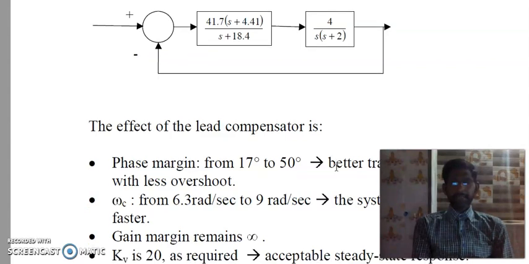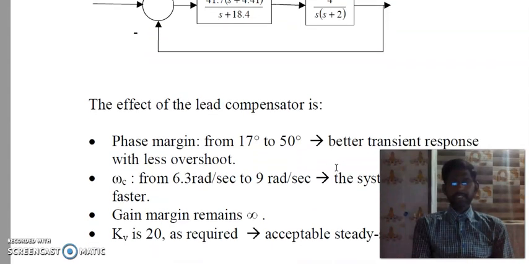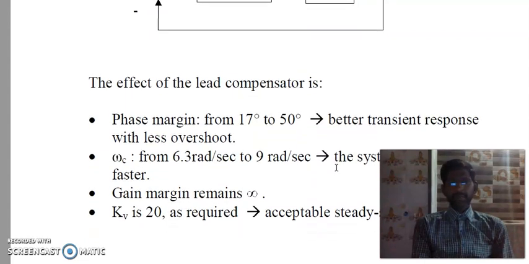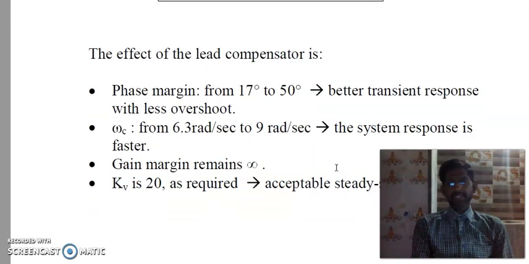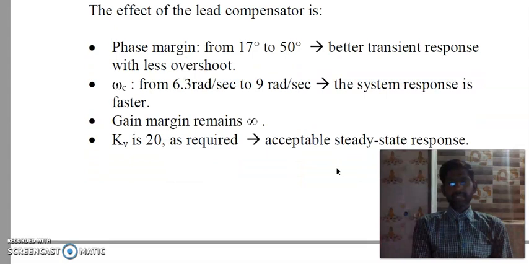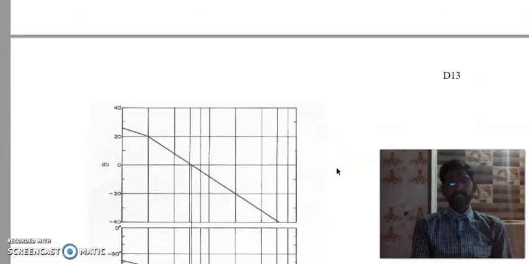The main effects of the lead compensator: the phase margin has been changed from 17 degrees to 50 degrees, which implies a better transient response with less overshoot. The next effect is that omega c has been varied from 6.3 radians per second to 9 radians per second, which implies the system response is faster. The gain margin remains infinity. The velocity constant is 20 as required, which implies an acceptable steady state response.